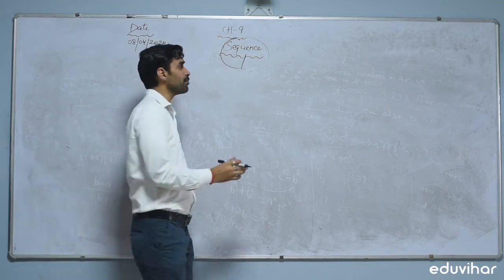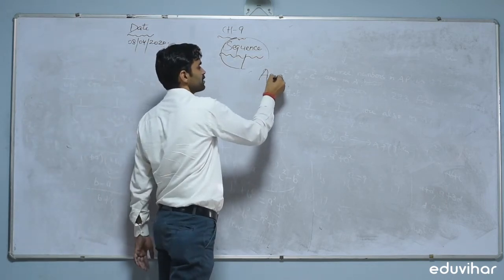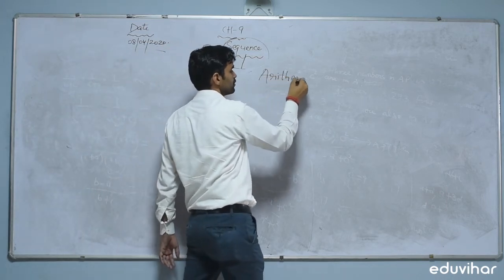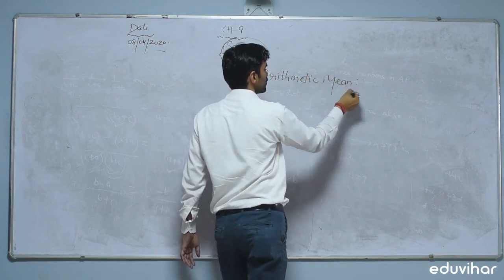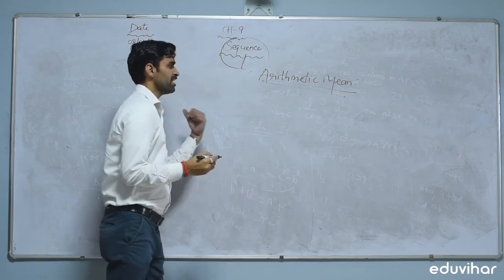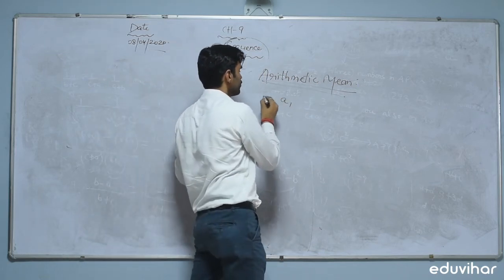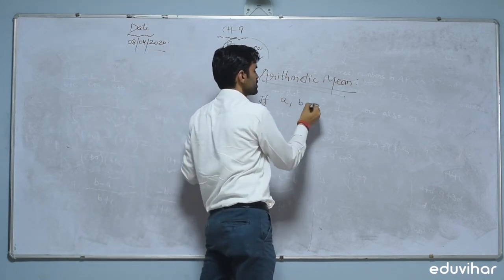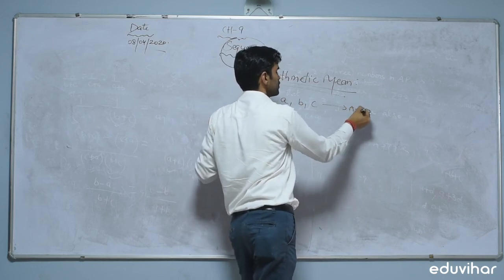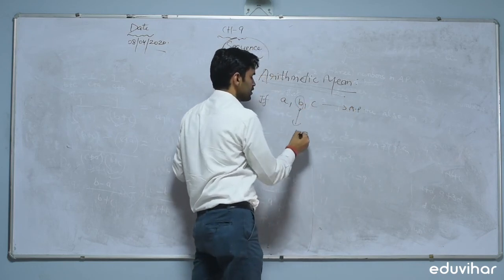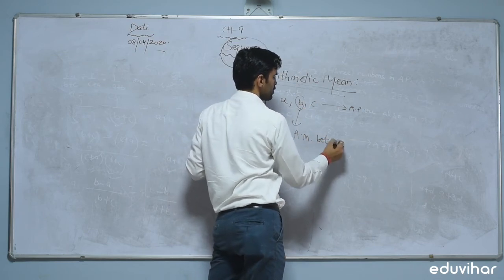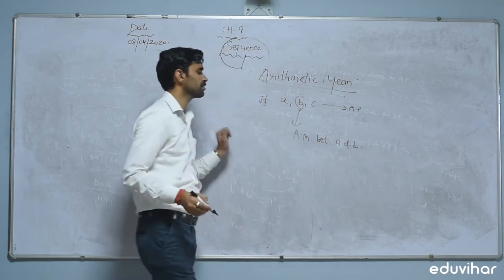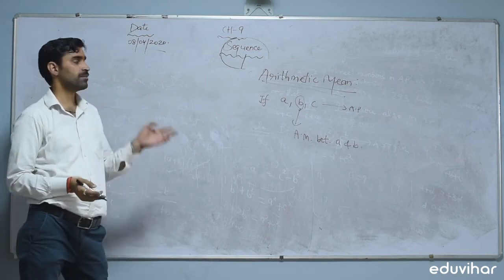Next is arithmetic mean. If a, b, c are in AP, then b is the AM between a and c.